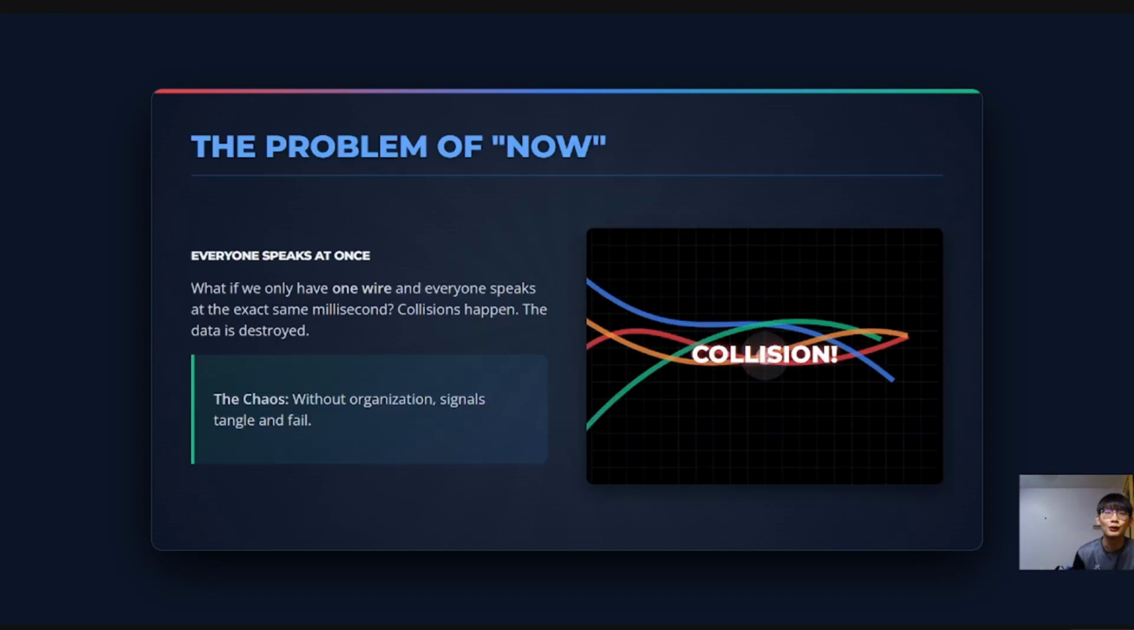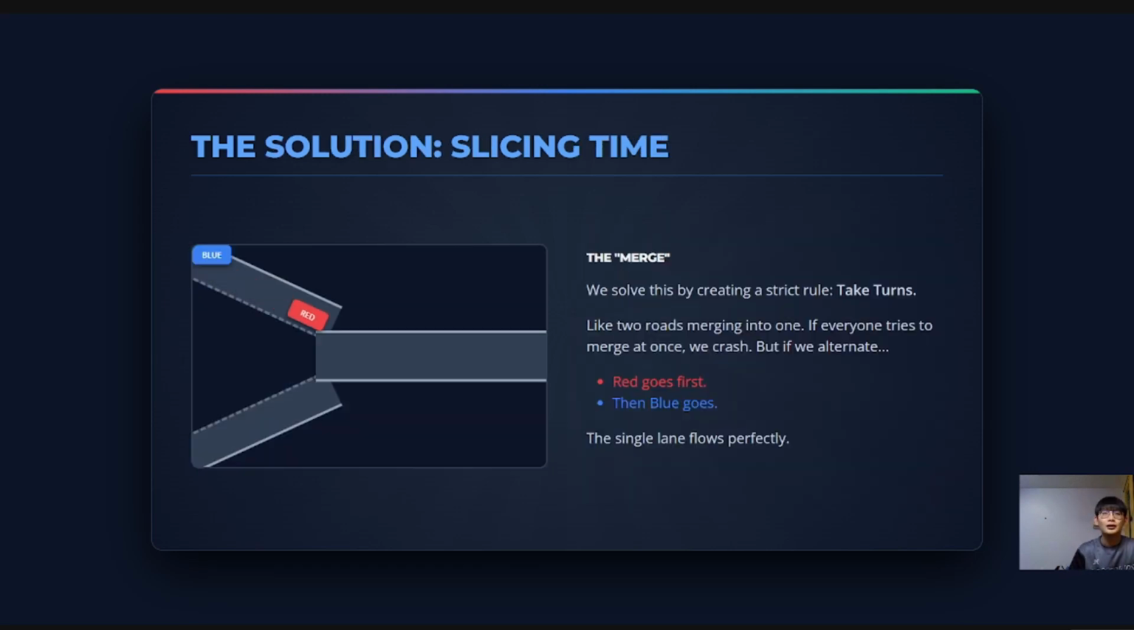The problem now is if everyone tries to send data down the same wire at the exact same millisecond, the signals will crash into each other and be destroyed. So how can we solve this? The solution is time sharing. Think of a single lane bridge. We don't build a wider bridge, instead we just use a traffic light. So the red car will go for 1 second and then the blue car goes for 1 second. So we are splitting the time but not the wire.